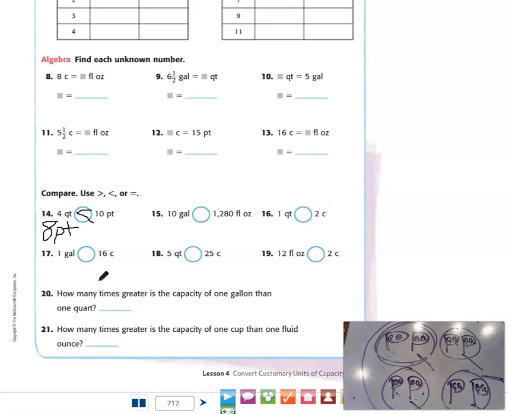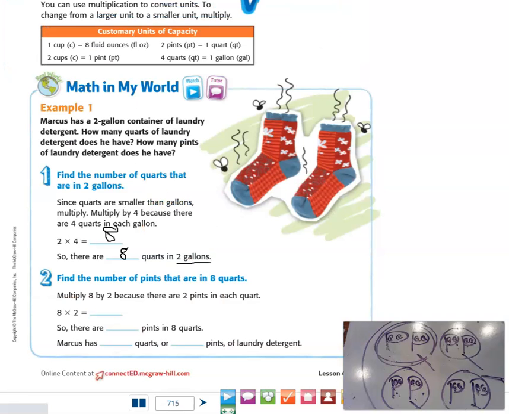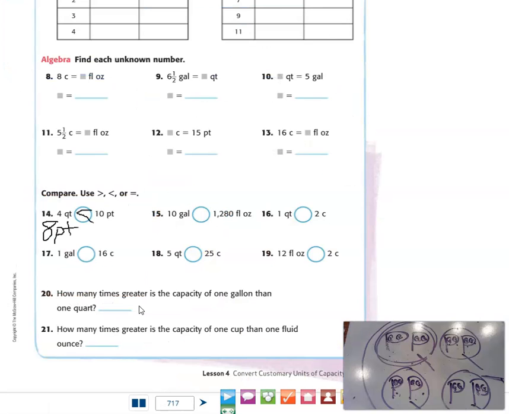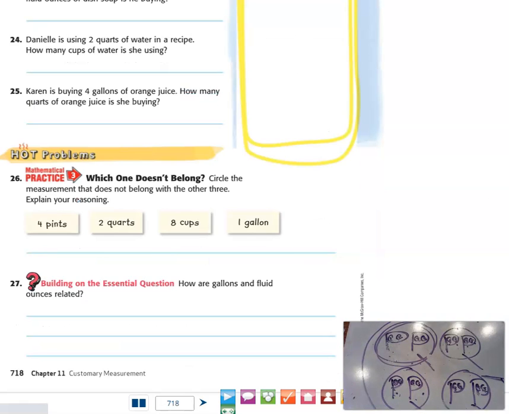Okay. How many times greater is the capacity of 1 gallon than 1 quart? So remember your chart that you've got. Gallons to quarts. 1 gallon is 4 times greater than a quart because there's 4 quarts in a gallon. So the first answer here is going to be 4 times greater. 1 cup there. Remember I just had you draw the 8s inside each cup, so then 1 cup is 8 times greater than an ounce. That's how those ones work.